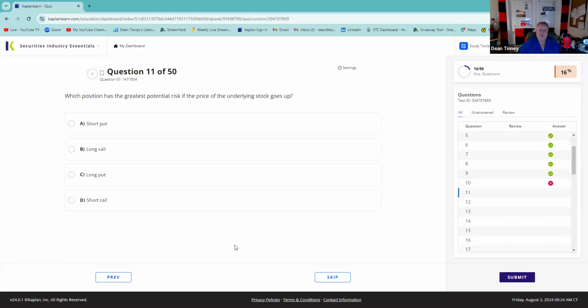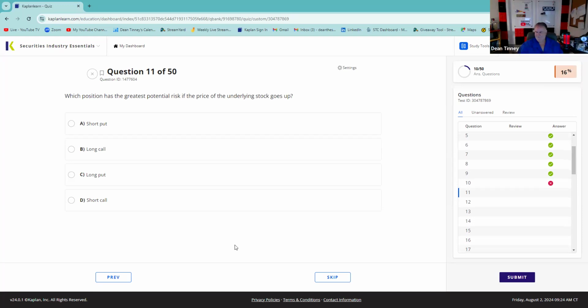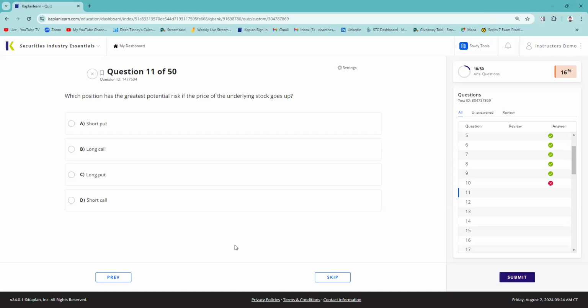What position has the greatest potential risk if the underlying stock goes up? So I come in and I say, Allison, I want to lose so much money that you can't tell me how much.